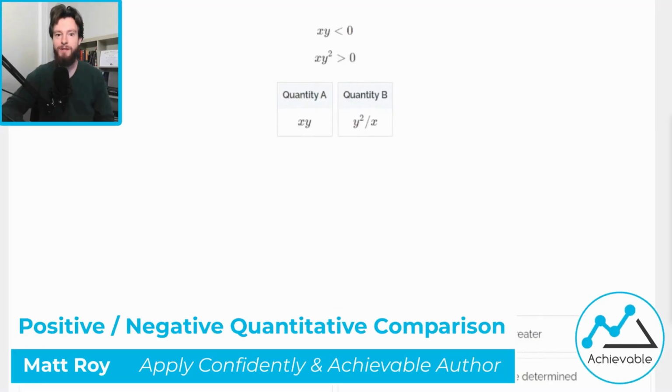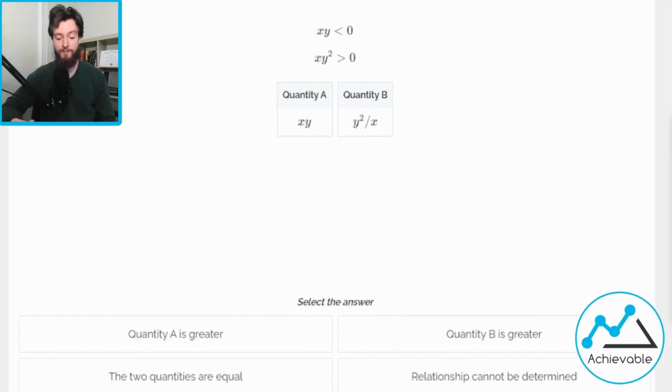This is a quant comparison question that is primarily concerned with number properties, more specifically, the number properties of positive and negative numbers. So we have quantity A here, that is x times y, and quantity B is y squared divided by x. And then we have some constraints above that give us a little bit of information about x and y.